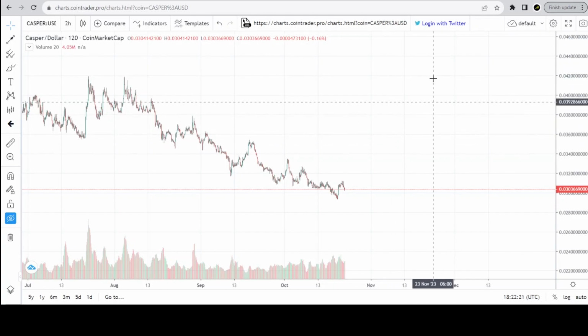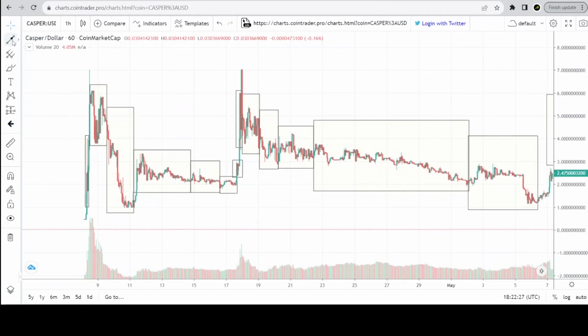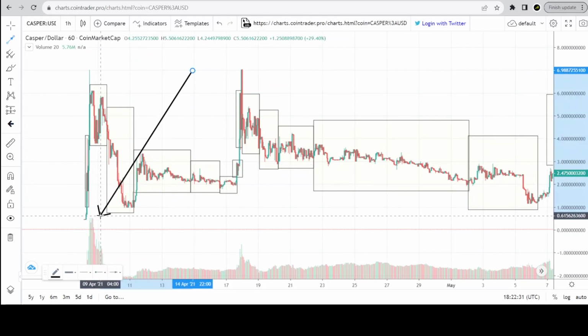Now, to view that macro structure, we need to go all the way back to the very beginning of the Casper chart. So this is on a very short time frame. Now, I'm using CoinTrader Pro because it allows me to go back to the very beginning on a small time frame. So this is on an hour candle.